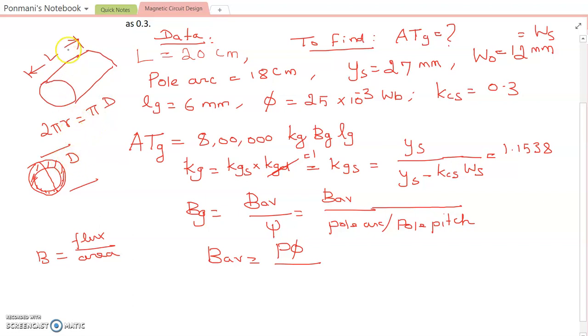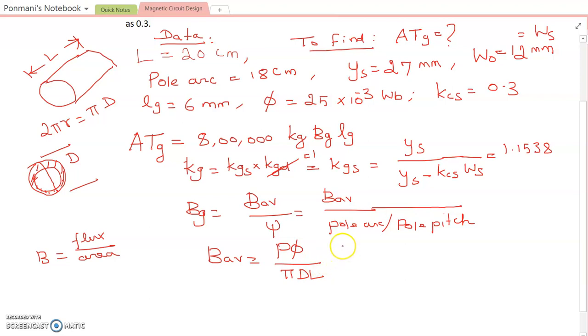Okay, so the other side length is L, the axial length. So the area is pi D into L. So B average is total flux divided by area. Total flux is P into phi, where phi is flux per pole and P is the number of poles in the machine. So B average is P phi by pi D L. So this is the equation for B average.